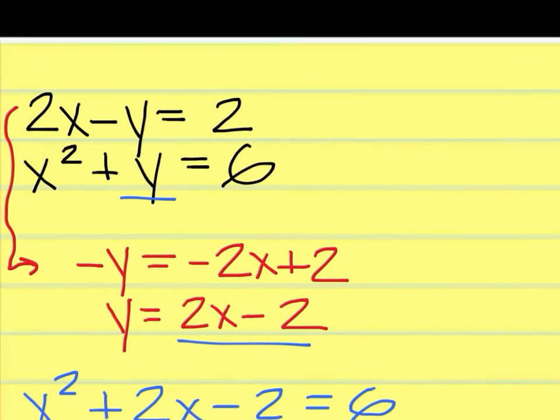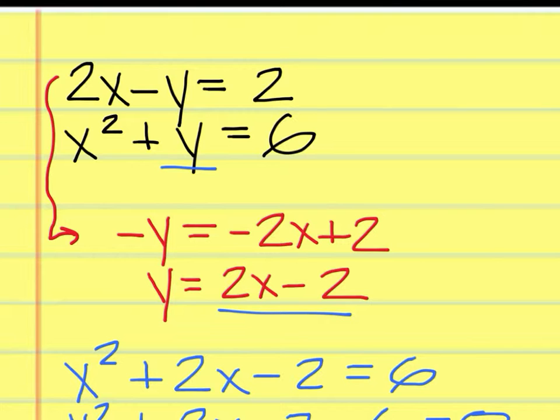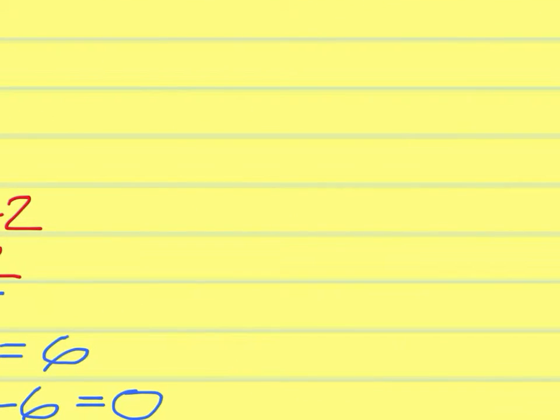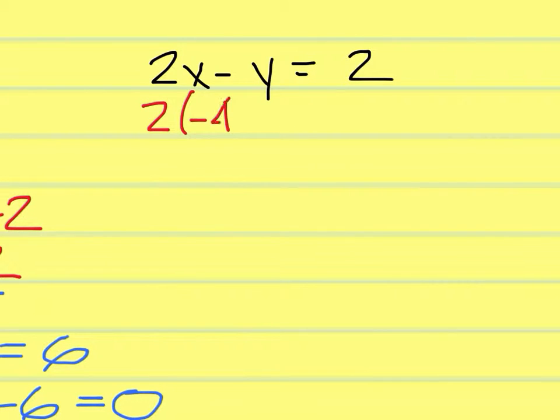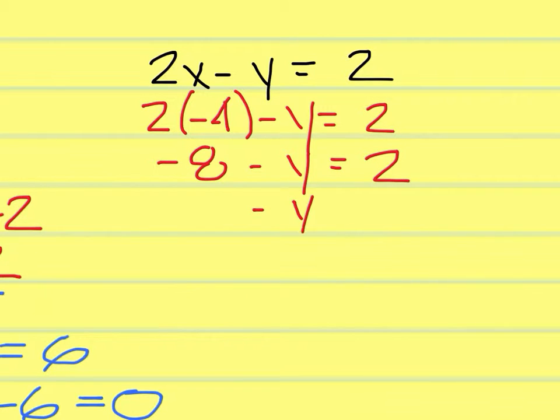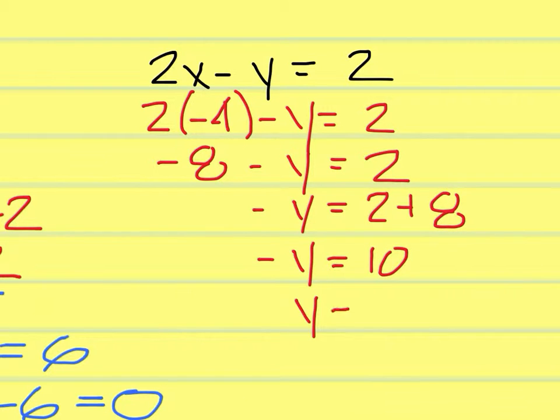And I am going to use the first equation, 2x minus y equals 2. So 2x minus y equals 2. And put in a negative 4 to start with, which will give me a negative 8 that I'm going to have to move over to the right side and make positive 8. So negative y equals 10, but divide both sides by a negative 1.